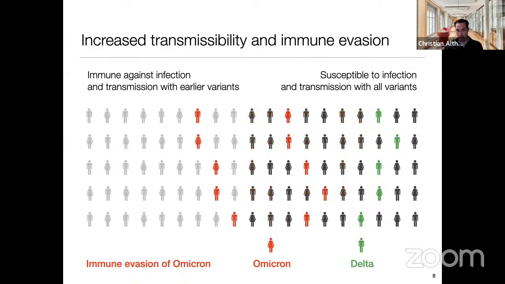A new variant like Omicron can also be associated with immune evasion. That means in the susceptible part of the population, it can transmit as well as an earlier variant like Delta, but it can also partly infect the other part of the population that is immune against the infection, and thereby generate more infections and over time replace the previously circulating variant Delta. And of course, it can also be associated with both. So it can have an increased transmissibility, but it can also be associated with immune evasion. So in both populations, the susceptible part and the part that is immune, it can spread much more efficiently.